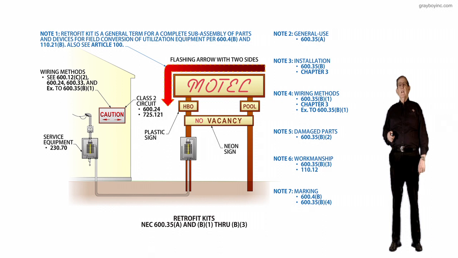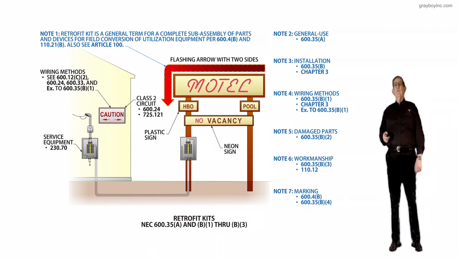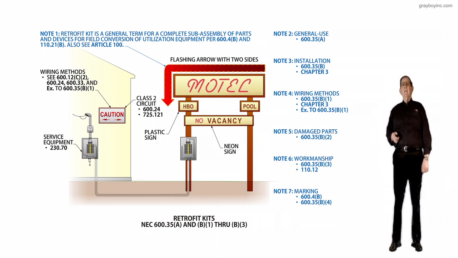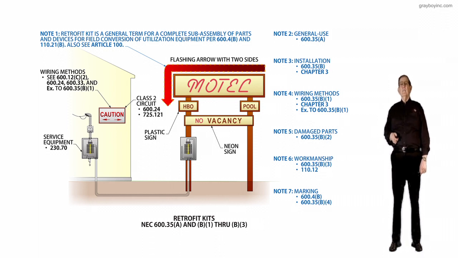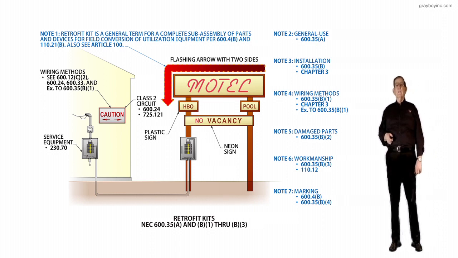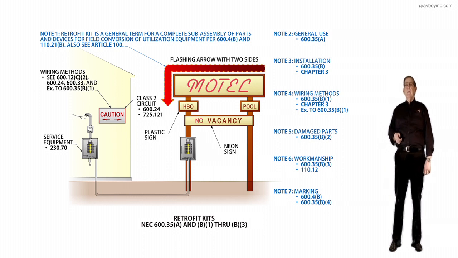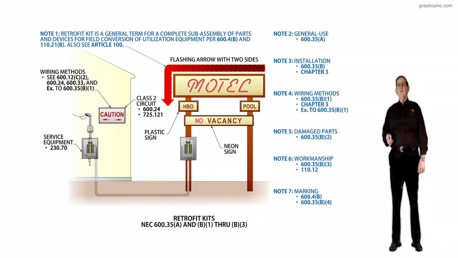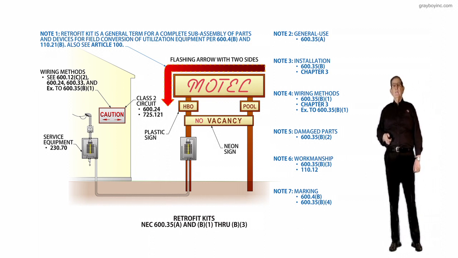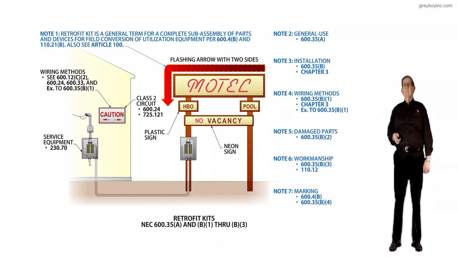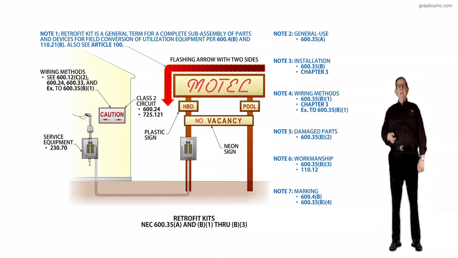Now notice you have an HBO sign here that's a plastic sign. You have a pool, which is a plastic sign. You have a neon sign with a no vacancy. And then you have the hotel listed up there in a sign that could either be neon or a regular type sign. But notice that we could use a retrofit kit in here to replace some of the components that might be located within the sign in some manner.